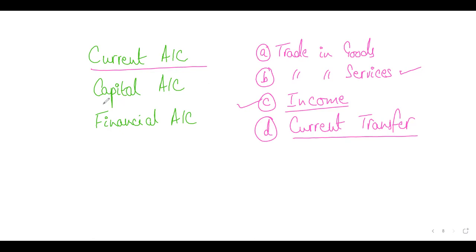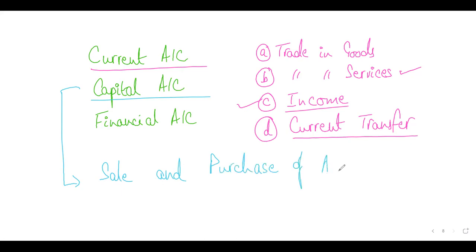Okay, now for the capital account, I did tell you that capital account records the sale and purchase of assets. Did I tell you sale and purchase of assets? So if a Pakistani national is buying property in Dubai, that will be recorded in the capital account. But would that be an outflow or an inflow? Outflow, very good, right? That would be outflow.